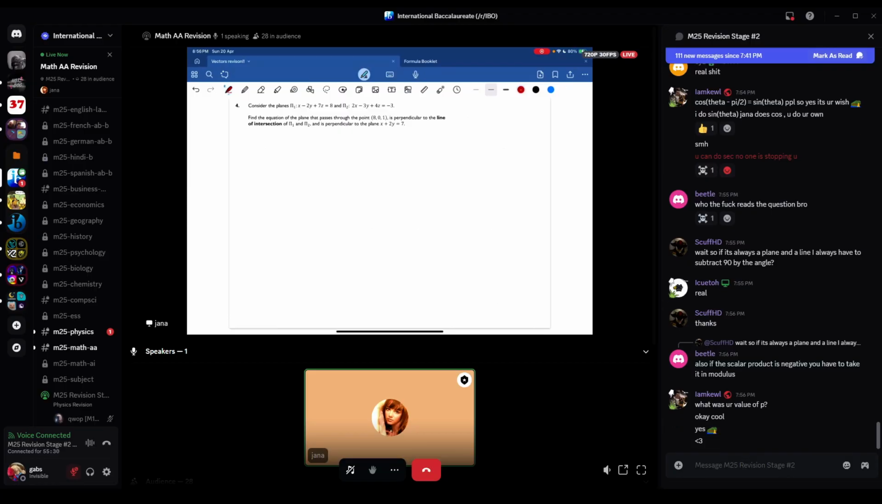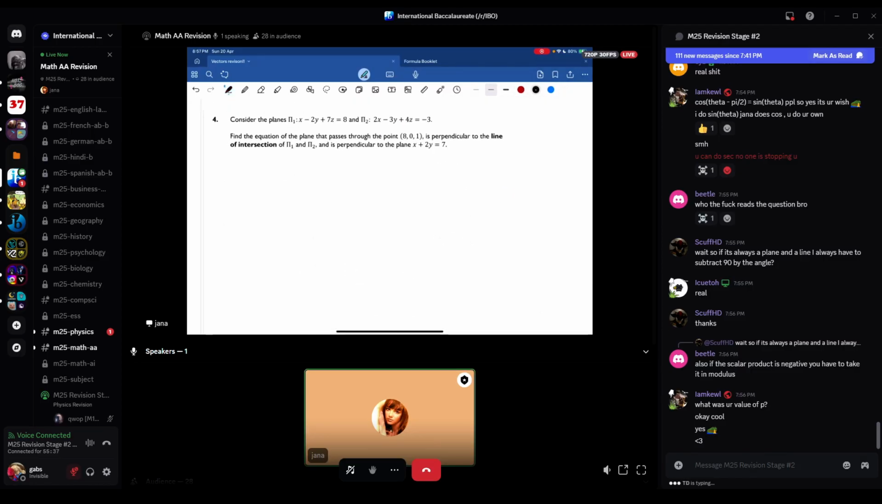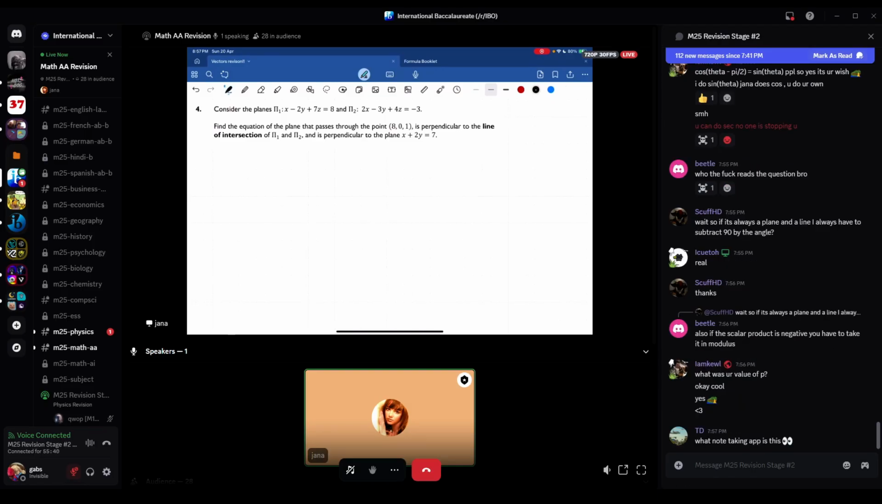Here's a fun one. You don't have to do the whole thing, but I want you guys to at least think about trying it yourself, because there's a little bit of mental gymnastics here. You have two planes, pi 1 and pi 2, and you want to find the equation of a plane that passes through this point and is perpendicular to the line of intersection of pi 1 and pi 2. And it's also perpendicular to this plane.